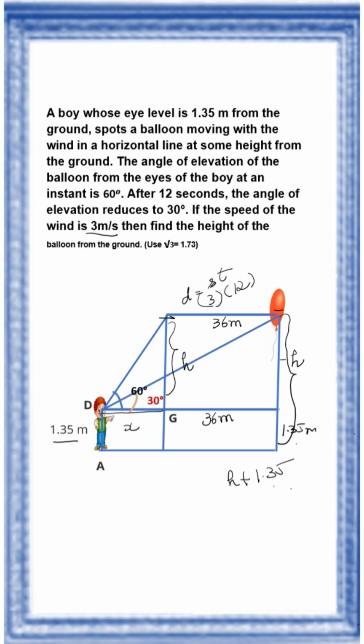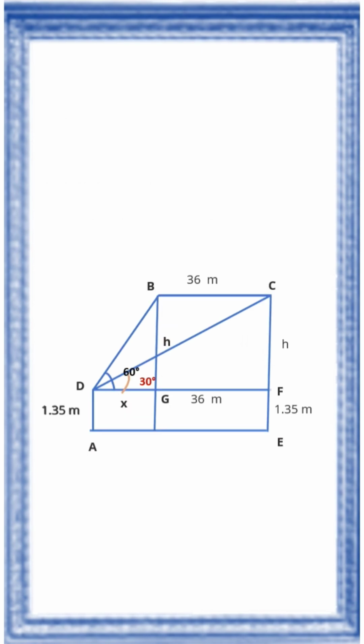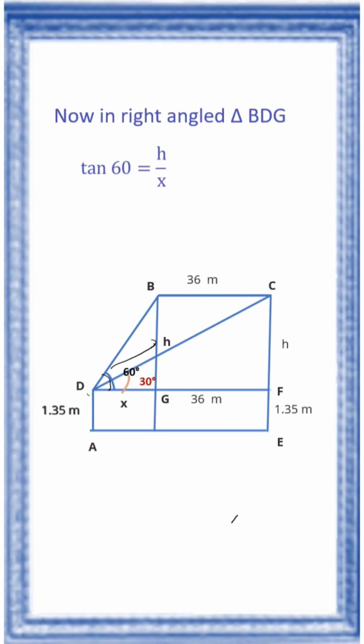Let us name the important points. We have to calculate CE. Now we have two triangles, triangle DGB and triangle DFC. Now in triangle DGB or BGD, both are the same. This is a right angle triangle. Tan 60, this one. Tan theta is opposite side by adjacent side. So tan 60 is equal to h by x. Tan 60 is root 3. Root 3 is equal to h by x. So h is equal to root 3 x. Let this be equation number 1.